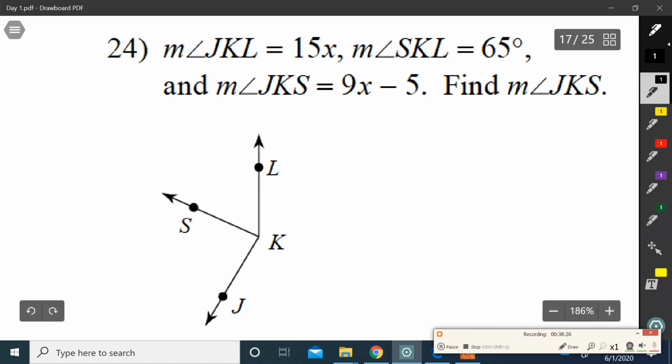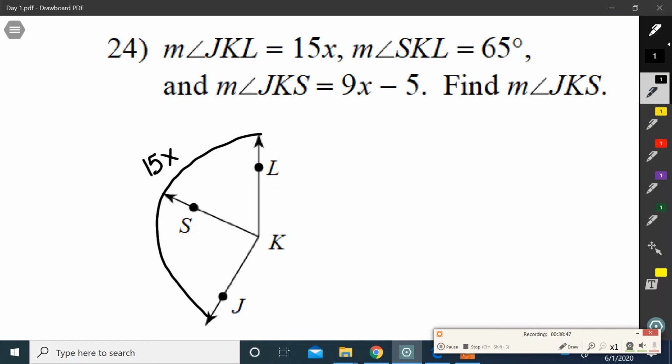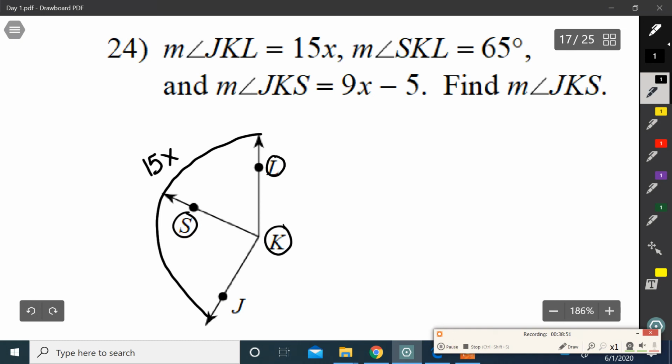All right, so we got J, K, and L. So we're talking about this whole angle right here from there to there. And that whole angle, they're saying that's 15x. Now we have the other angle, SKL. We have S, K, and L. It's talking about this angle right here, and that angle right there is going to be 65.